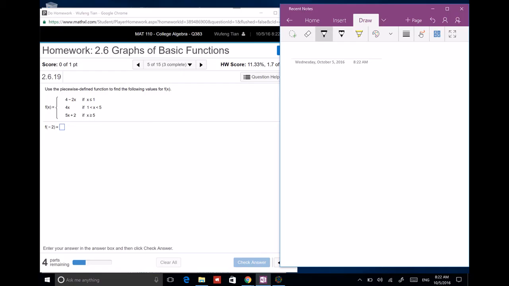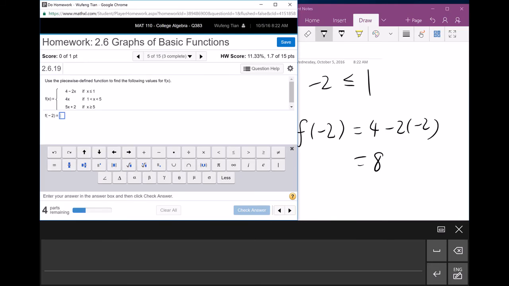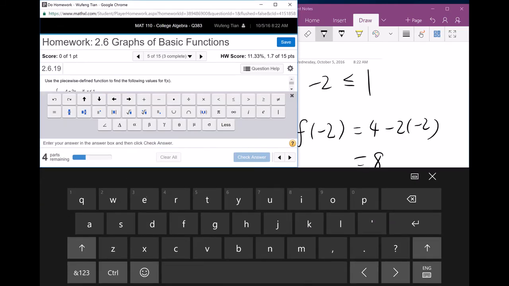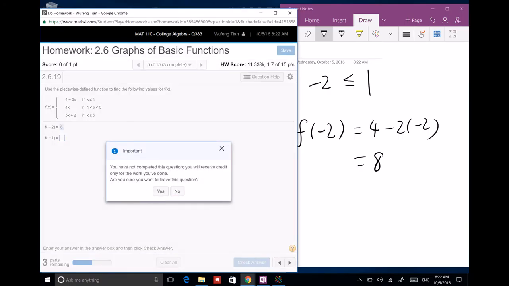Okay, this is going to be a piecewise function. So -2 is less than or equal to 1, so plug into the first equation. So f(-2) equals 4 minus 2 times -2, which is 8. When you do this kind of function, you just ask which domain piece -2 is in. It is less than -1, so it's going to be plugged into the first equation. So it's 8. Second one, -1 is still plugged into the first one. Let's continue. It's just a pretty simple one. Just plug in.